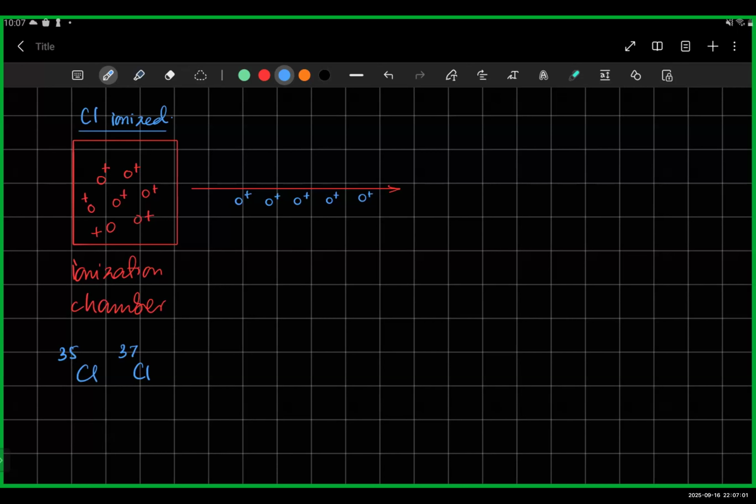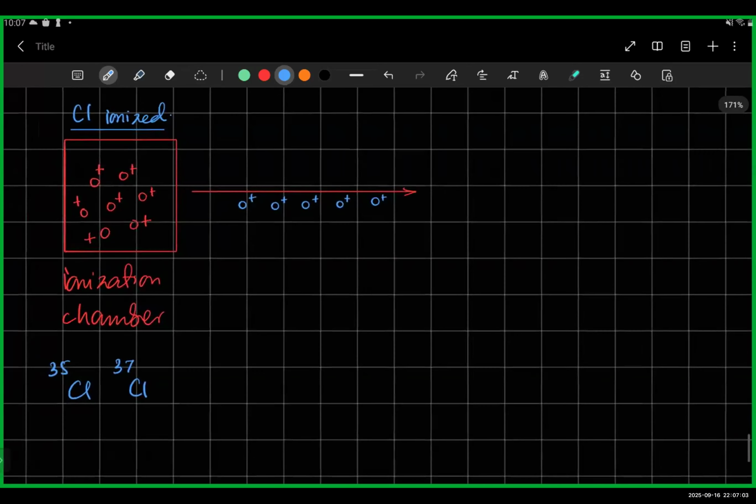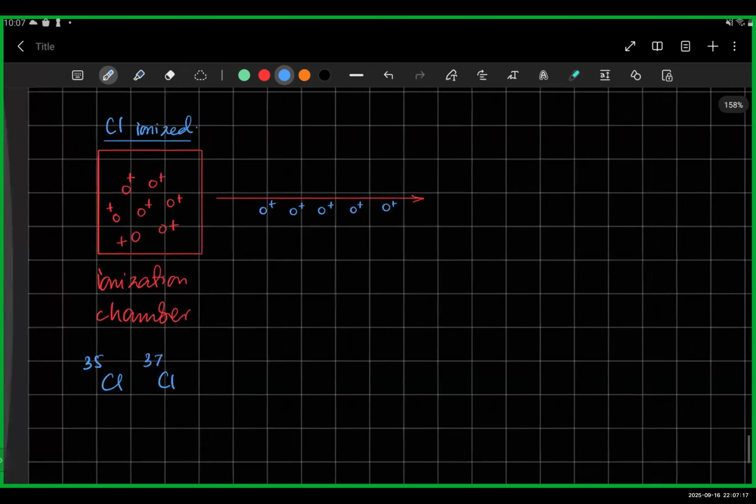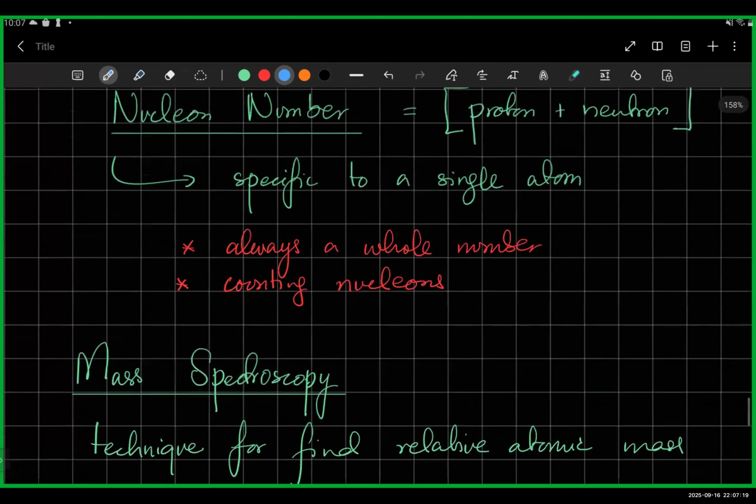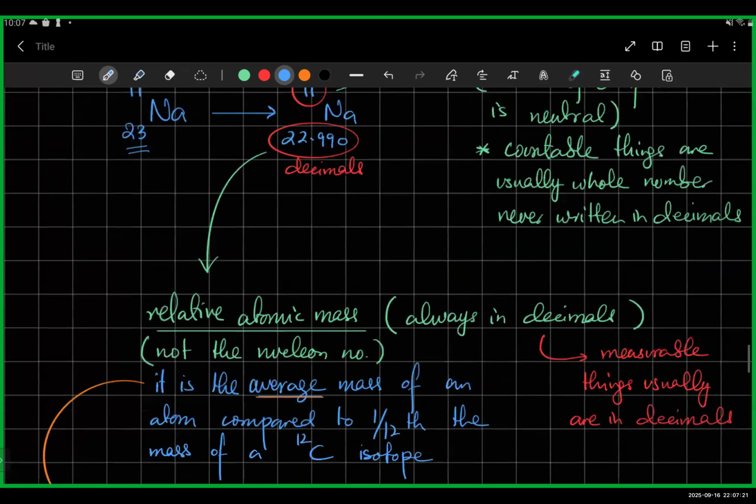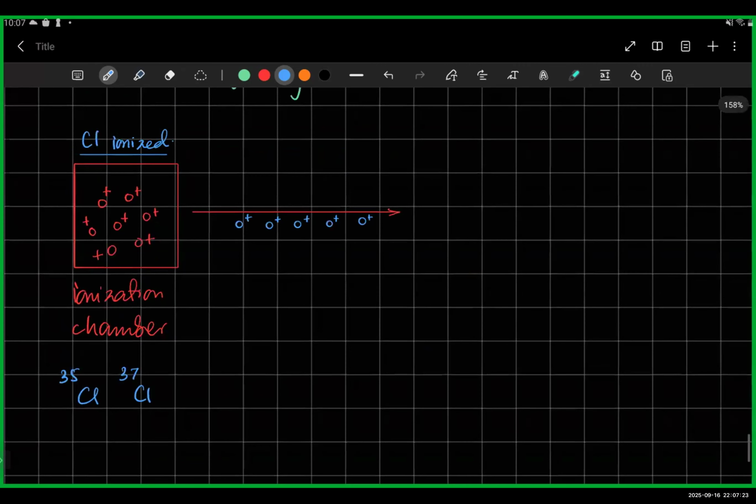So imagine lots of chlorine ions flying around. Now, a good thing about chlorine is that it's got two isotopes. One of them is 35 and the other one is 37. I'll write the formal definition of isotopes. It's the same definition that you've already done. I'll write the definition at the end.